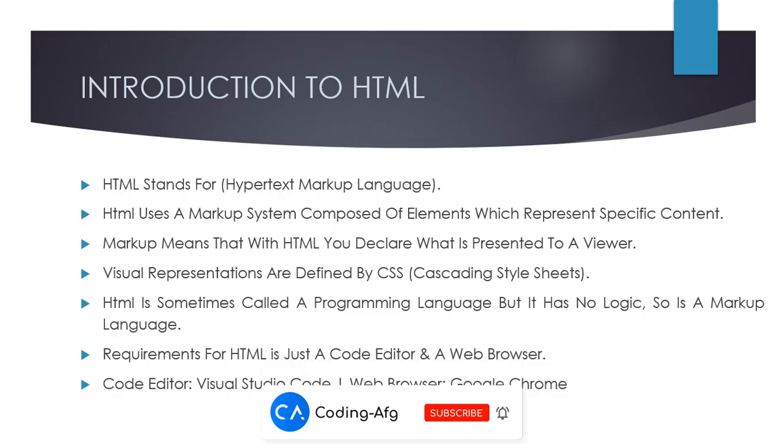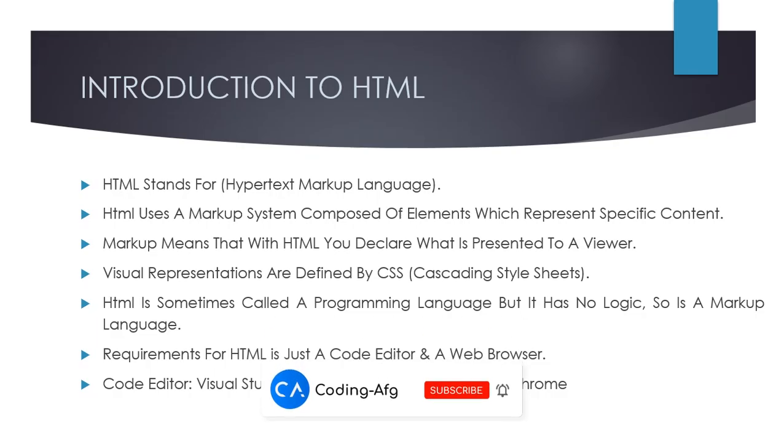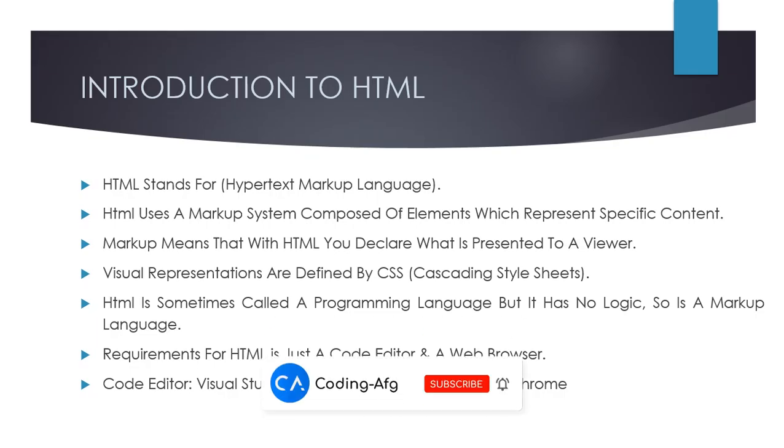So, here's the point. HTML is sometimes called a programming language. Many people say HTML is a programming language. But it has no logic. HTML has no logic. So, what does it mean? It means it's a markup language. HTML is what? A markup language, not a programming language. You have to remember this all the time: HTML is not a programming language. HTML is just a markup language.